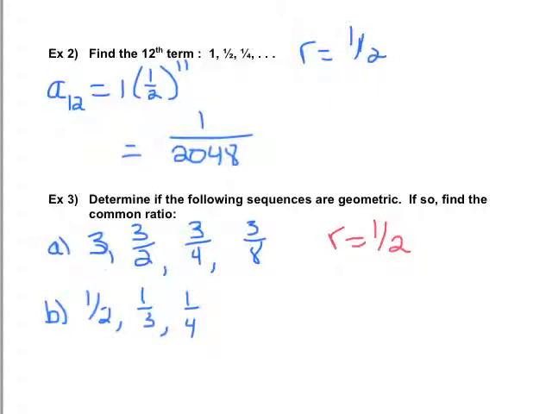Now, if you look at the second one, we have a pattern, but the common ratio would not be the same. If I divide 1/3 by 1/2, I would get 2/3. If I divide 1/4 by 1/3, I would get 3/4. They're not the same, so that does not have a geometric relationship. There is a pattern. We could set up that pattern using sigma notation once we start doing the sums, but it's not a geometric pattern.